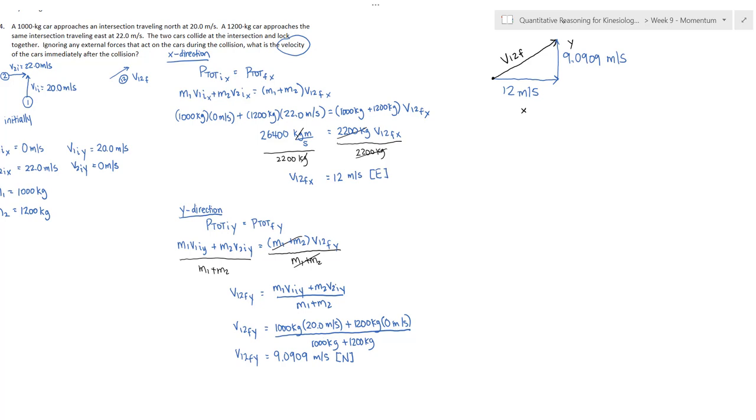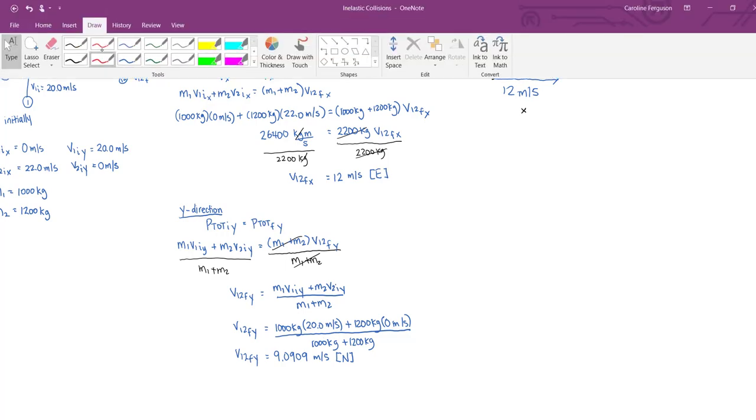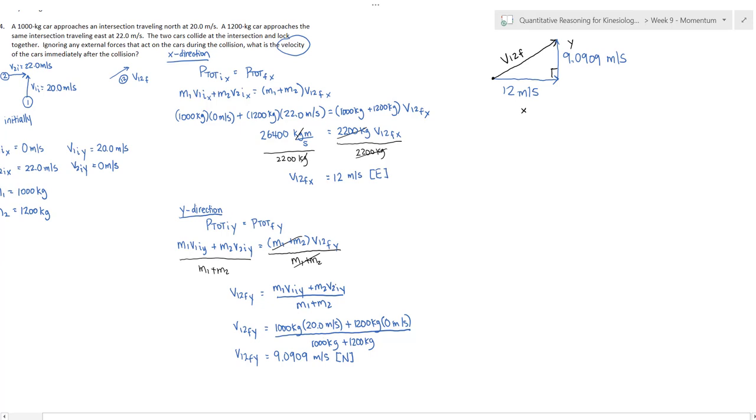Now we have to find the magnitude, and we have to give the direction as well, because the question's asking for velocity. That means we need to give both magnitude and direction. So how do we find the magnitude? We have a right angled triangle, because one vector is going east, the other one's going north, so they're perpendicular to each other. We know two sides of the triangle, and we're looking for the third side, so we're going to use Pythagorean theorem.